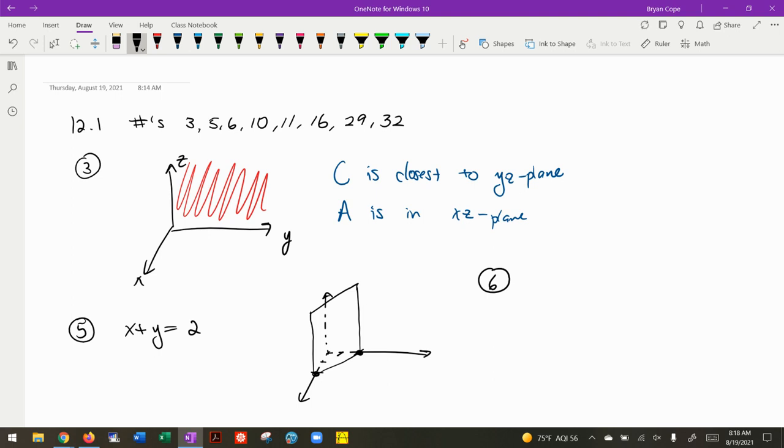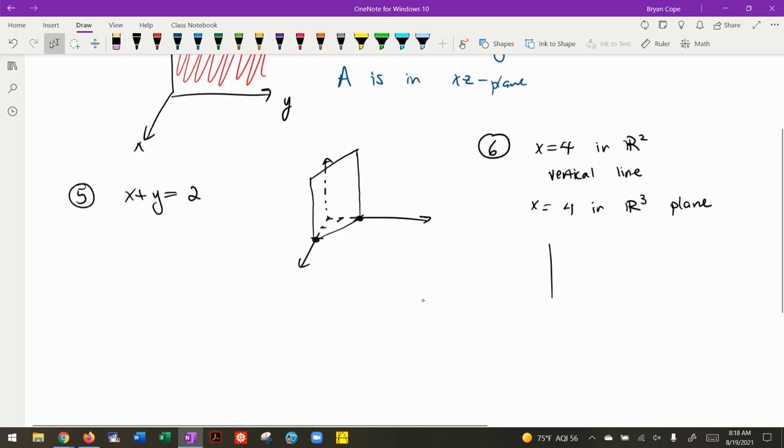What does the equation x equals 4 represent in R2? So x equals 4 in R2 is a vertical line. That's like what we studied when we were graphing in different dimensions in class. And then what does it represent in R3? So x equals 4 in R3 is a plane, and it's a plane that's parallel to the YZ plane.